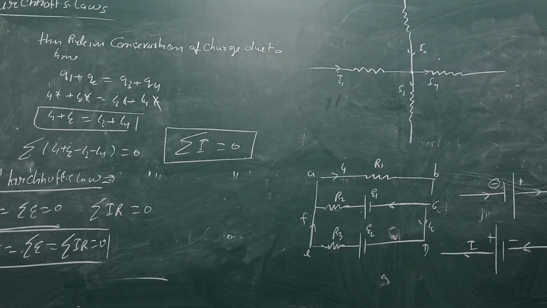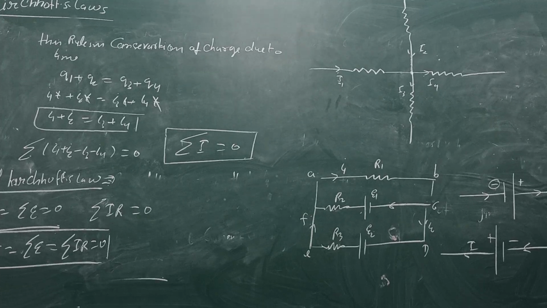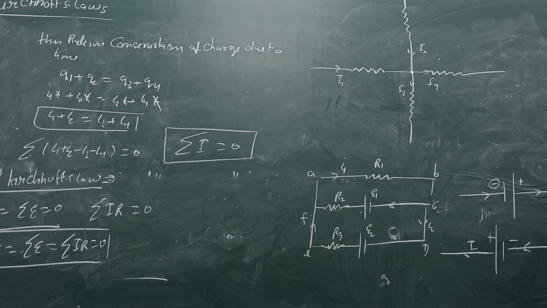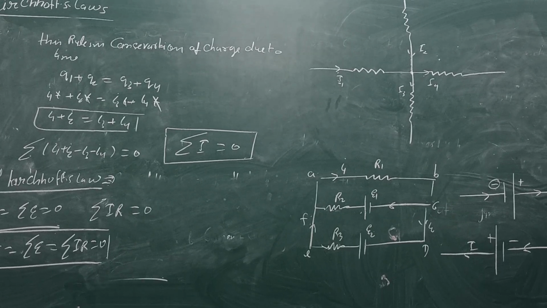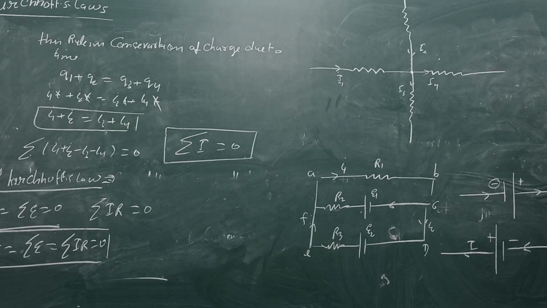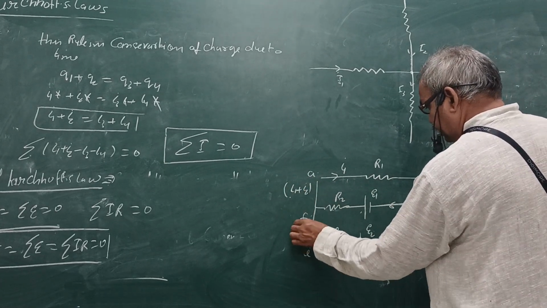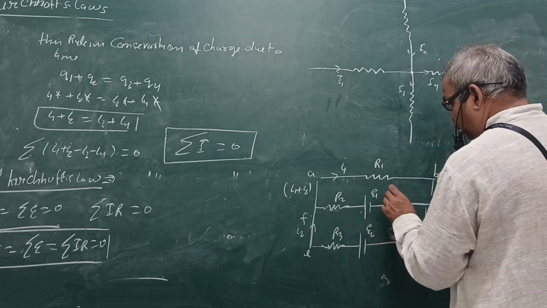and we can take any direction of traversal. The EMF of the cell is taken as positive if the direction of traversal is from the negative to the positive terminal. The EMF of a cell is taken as negative if the direction of traversal is from the positive to negative terminal. This is the direction of current, or we can flow through the resistances R1, R2 and R3. The total current is I1 plus I2.